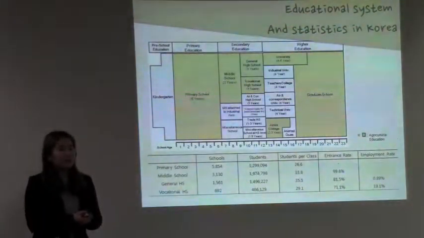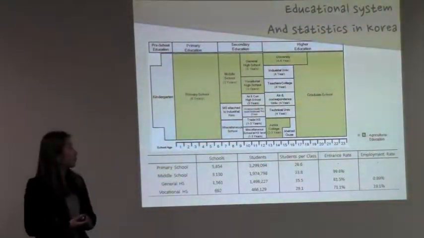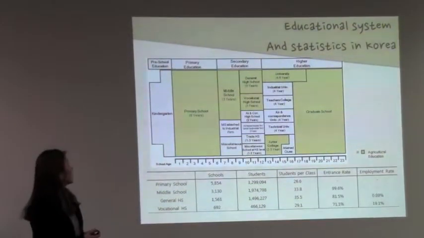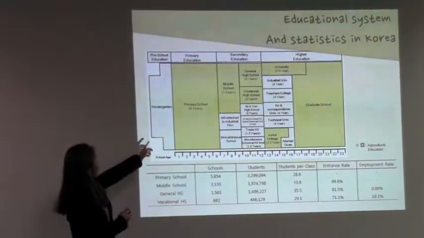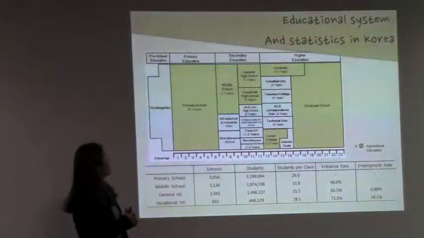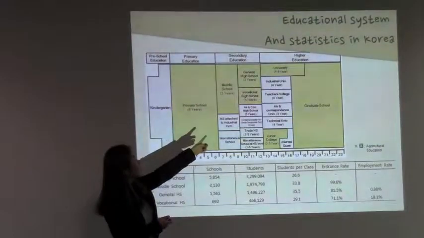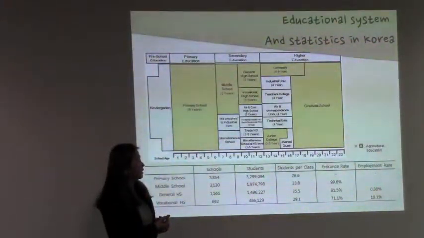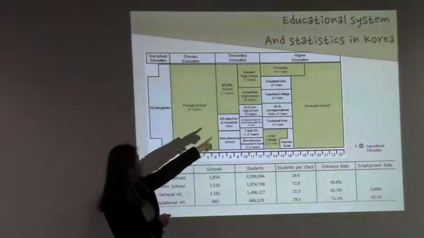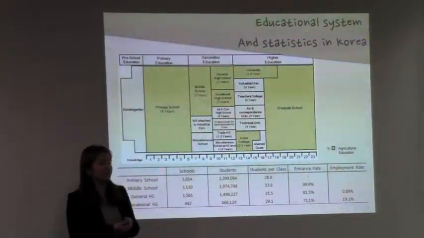Before I start my presentation, I'll talk about the education system in Korea. It's very similar to the US education system. Kindergarten and primary school is 6 years, middle school is 3 years, and general high schools and vocational high schools are 3 years. It's similar to the US 6-3-3, and the next one is university, 4 to 6 years.